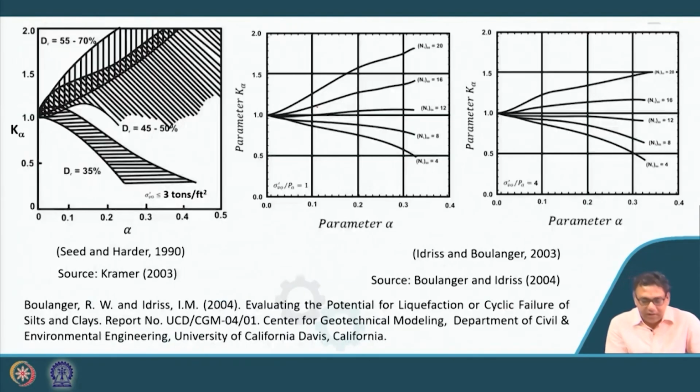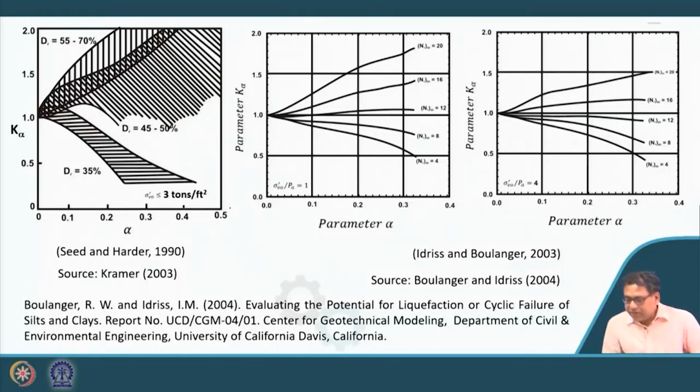Okay, so here this is K alpha. This line is for relative density 30%, this line is for 45 to 50, this is for say 55 to 70. In between those you have to interpolate, and if it is 40%, then the 40% line will be around here. From there you will get the K alpha if you know the alpha value and the relative density.